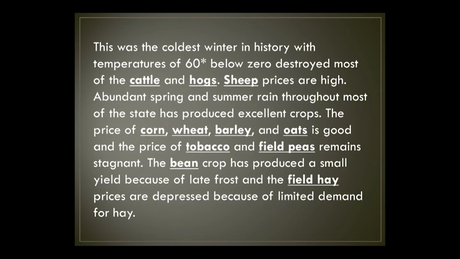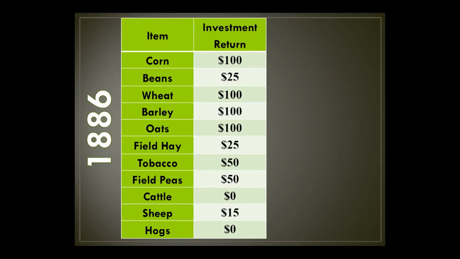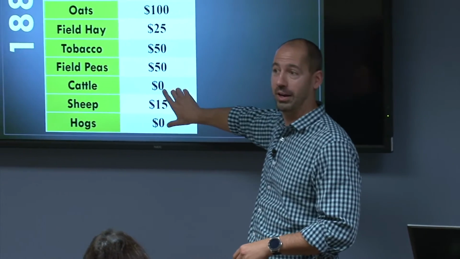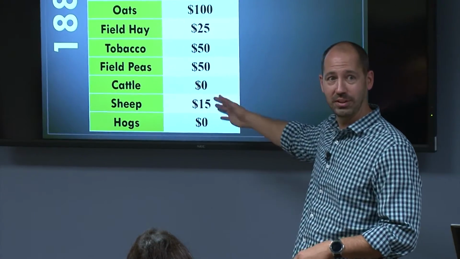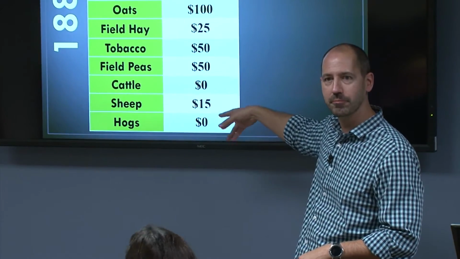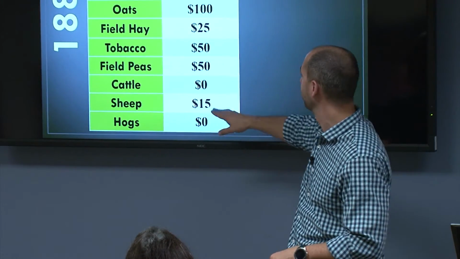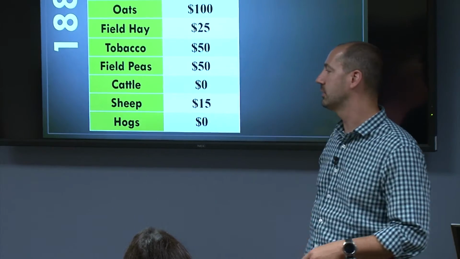Coldest winter in history, temperature 6 degrees below zero. This is true. Destroyed most of the cattle and hogs. Sheep prices are high, right? These have done well. These are stagnant. Bean crops, small yield. Field hay prices depressed. And this is what we get. And this is the fun one, because someone's going to go all in on one of these, and they're going to have virtually nothing, and it's beautiful. Right? Someone went high on sheep, and they are loving it and rubbing their faces and everything. So they make money.